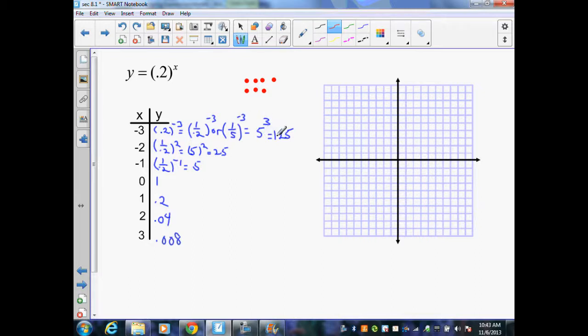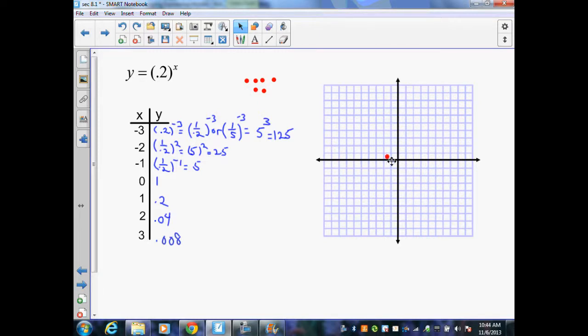5 cubed is 125. -2 is going to be 5 squared after the reciprocal because it's a negative exponent, is 25. -1 is 5. 0 is 1. 1 is 0.2. 0.2 squared is 0.04. And 0.2 cubed is 0.008.